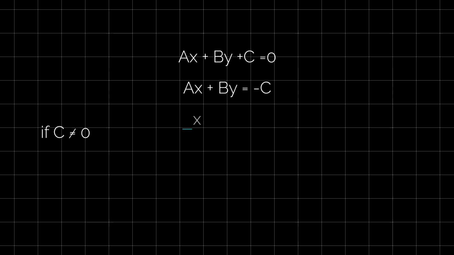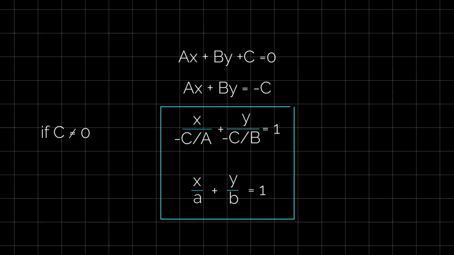The given equation is ax plus by plus c equals 0. So ax plus by equals minus c. If c is not equal to 0, then x by (minus c by a) plus y by (minus c by b) equals 1, which is x by a plus y by b equals 1, where the x-intercept equals minus c by a and the y-intercept equals minus c by b.